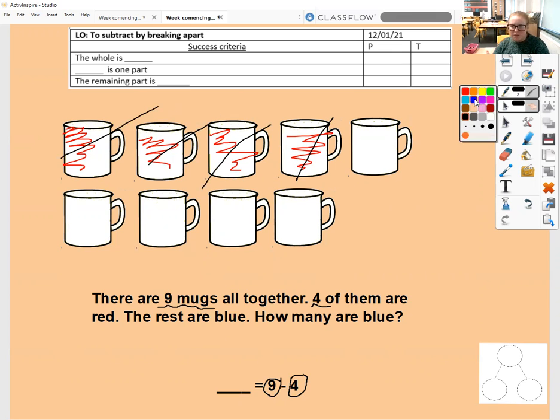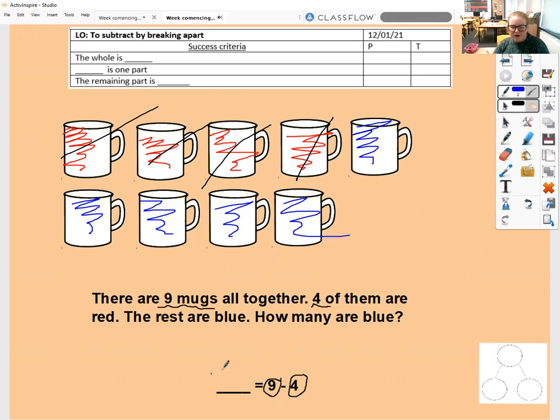The rest are blue. So I know that 9 subtract 4 equals 1, 2, 3, 4, 5. There are 5 blue mugs because 9 subtract 4 equals 5. 4 of the mugs are red and 5 of the mugs are blue.